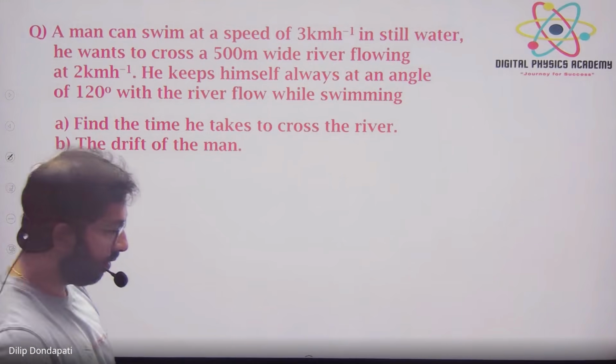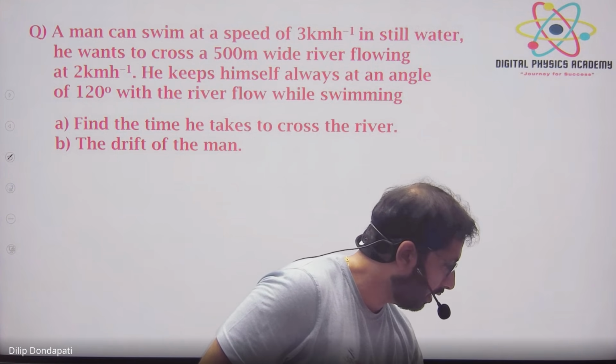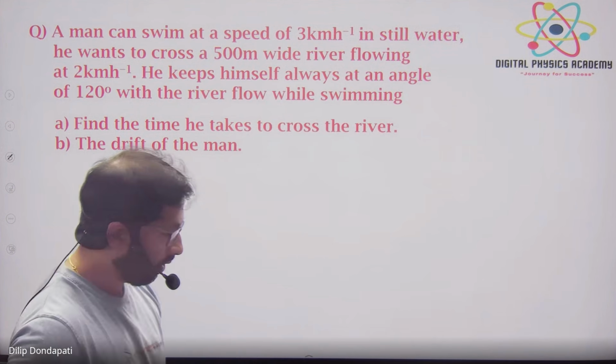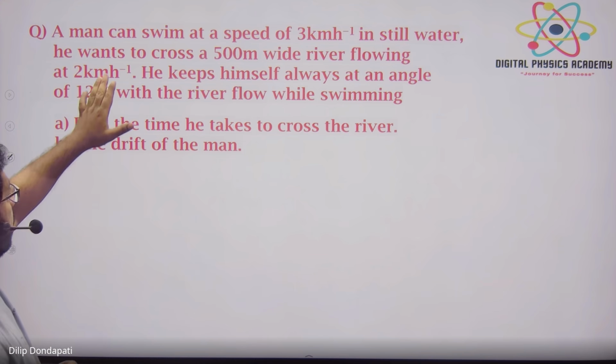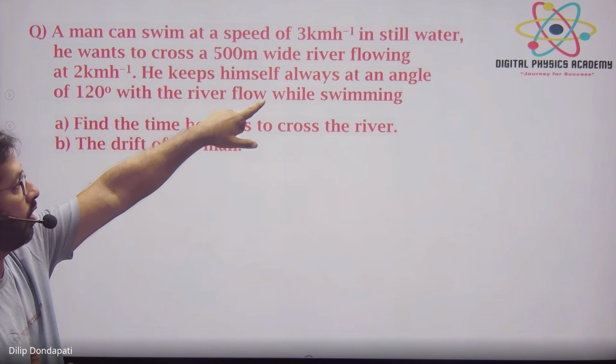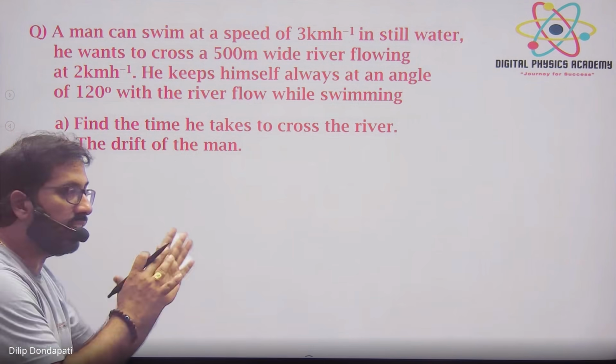Ask questions. And look, here you are going to get a little twist, let's see who will do it. Draw the diagram neatly. Understand? A man can swim at a speed of 3 kilometers per hour in still water. So this is what 3 kilometers per hour in still water means, nothing but velocity of man with respect to river. But which direction he is going we don't know.